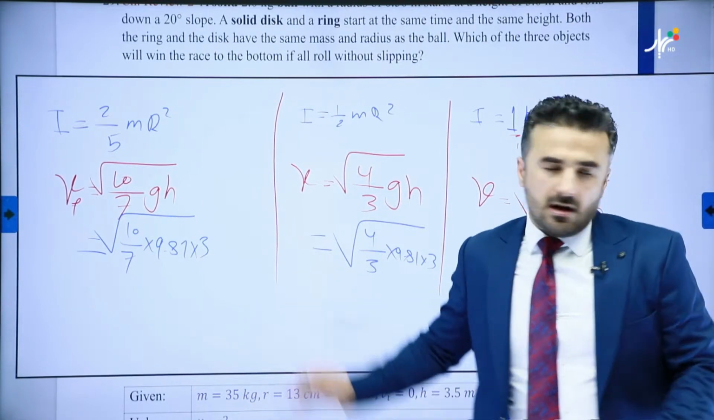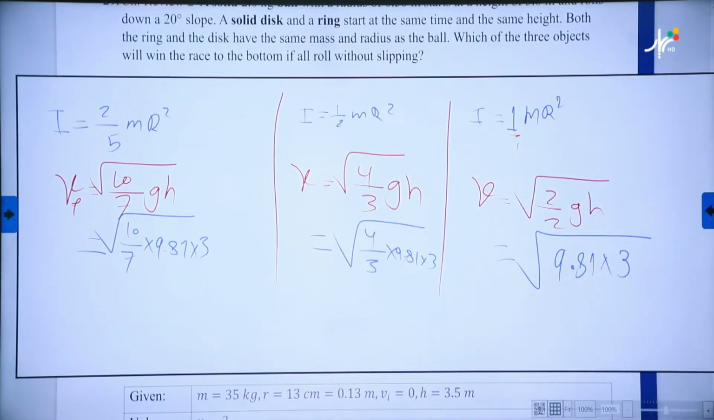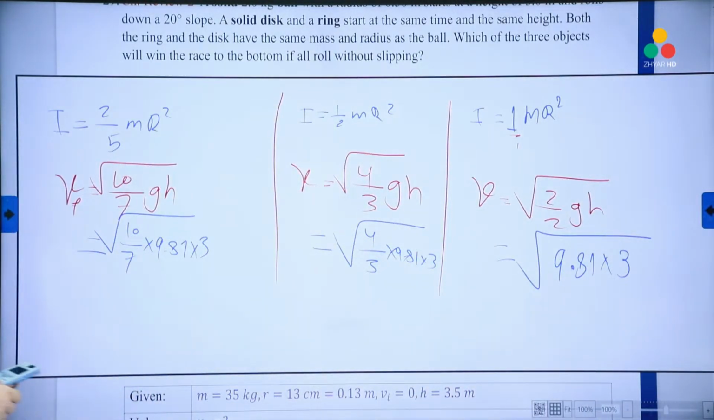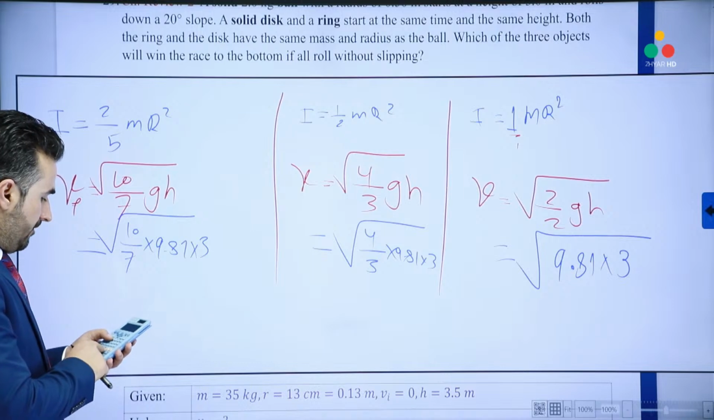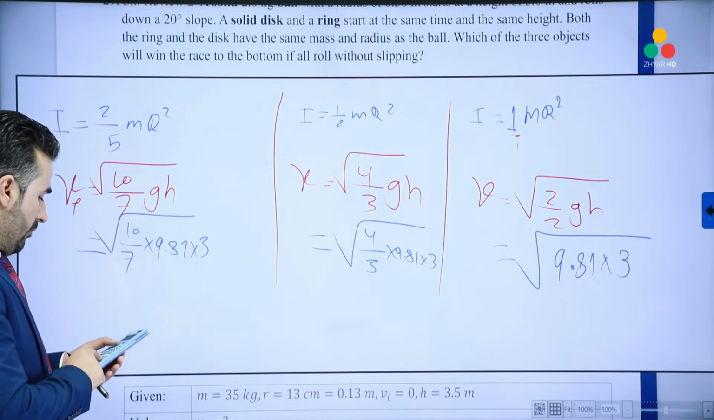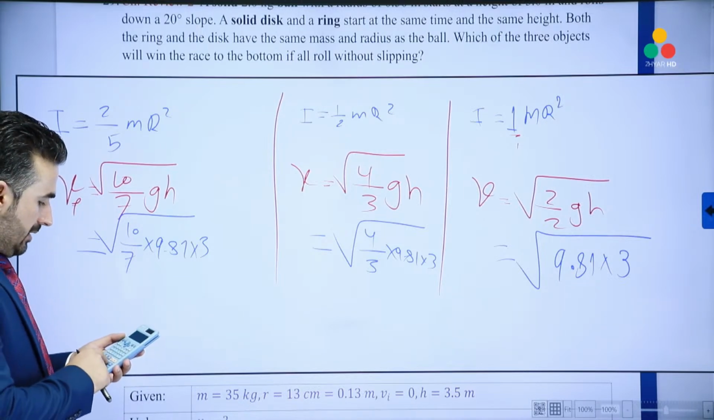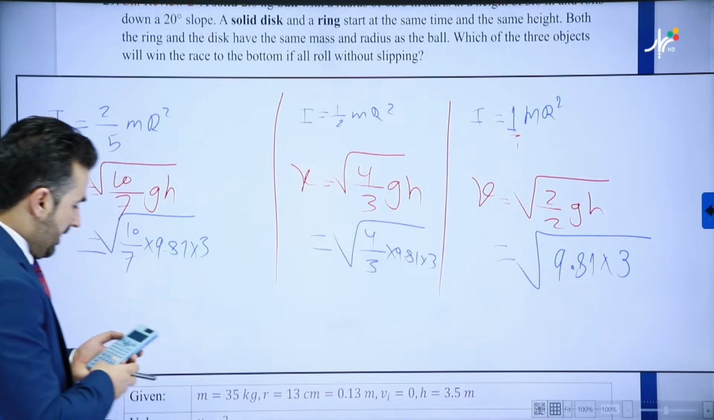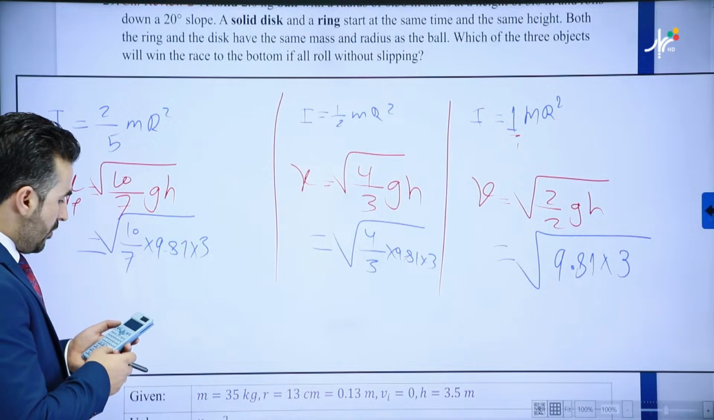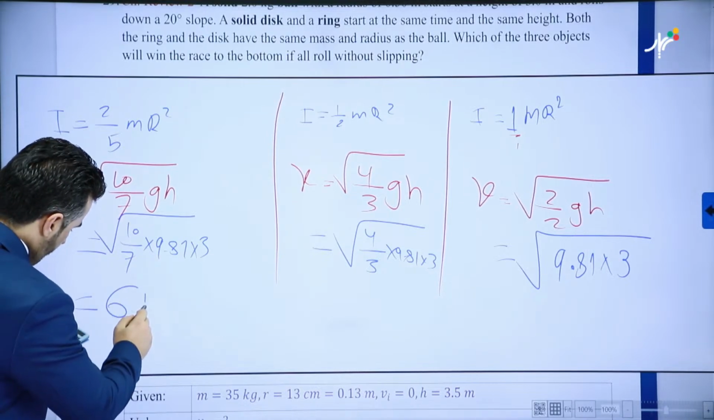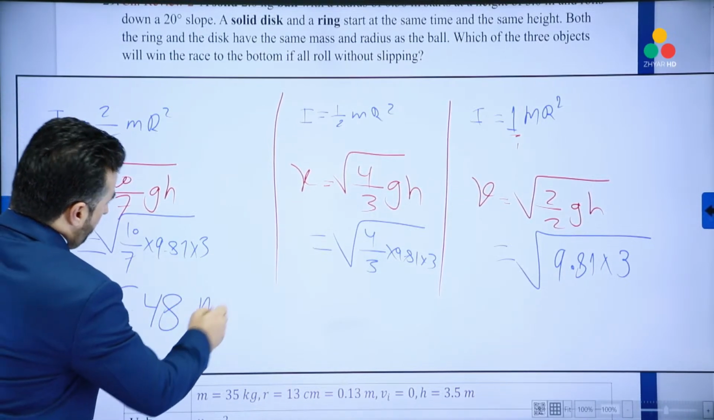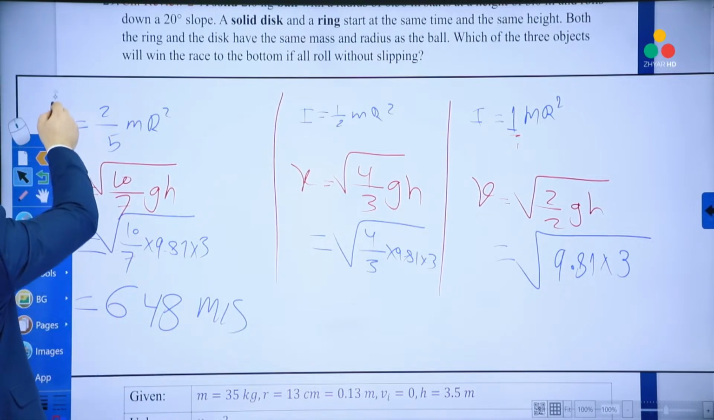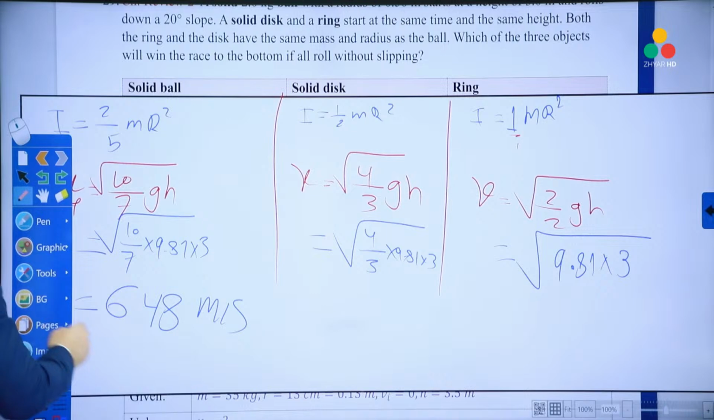Now, let's calculate the value of each. And then, of course, we'll find the translational speed at the bottom of each one of these. So the first one here, we have the square root of 10 over 7, multiplied by 9.81, times 3. What was the answer? The answer is 6.48 meter per second. That is for the solid ball.